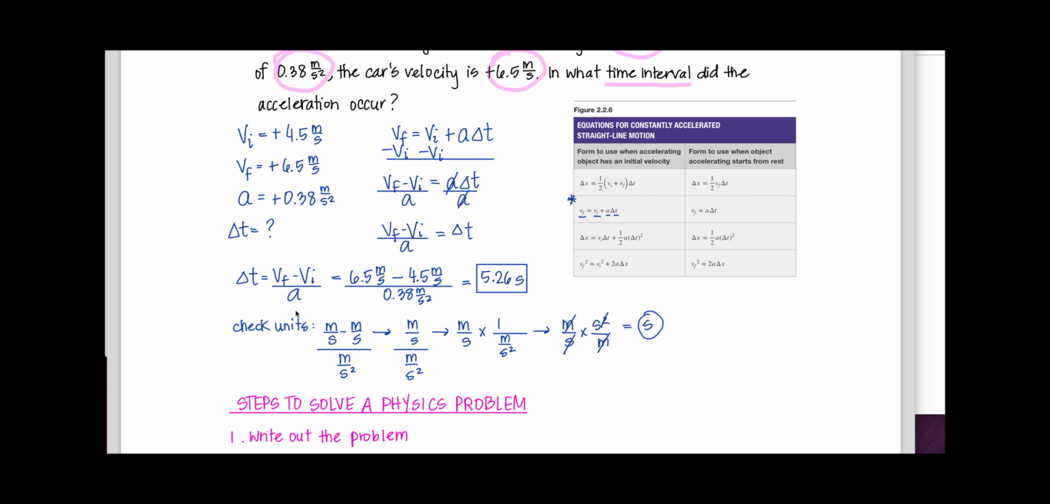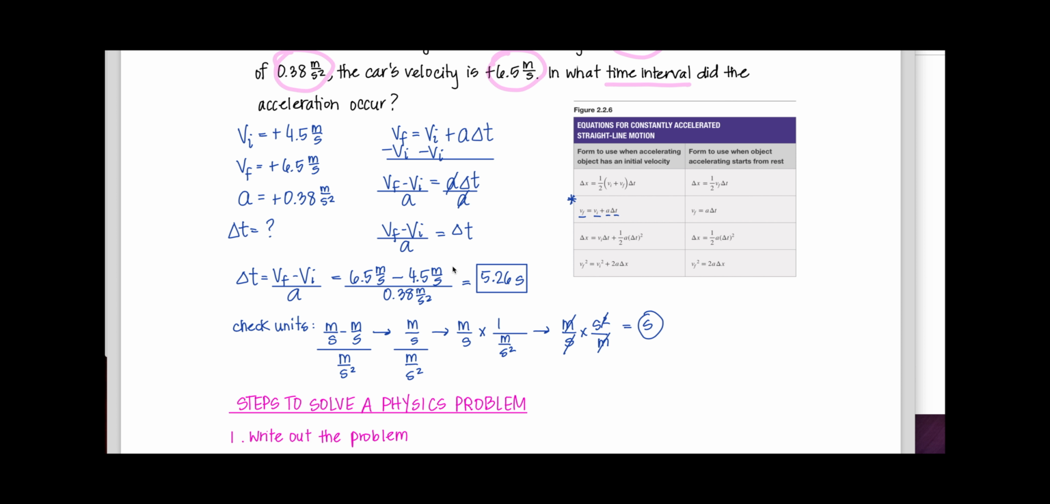Once I have my equation rewritten so that it is solving for delta t, I can plug in my variables from my table. So here's my table of variables, and I'm going to plug these right into my equation. So I have 6.5 meters per second as v sub f minus 4.5 meters per second as v sub i divided by acceleration of 0.38 meters per second squared. This gives me a value of 5.26 seconds, which I've boxed.